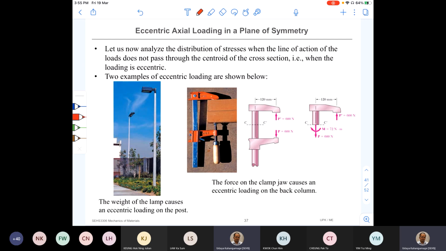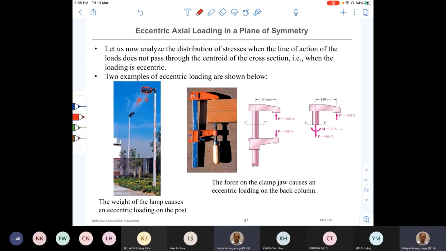On this lamp post, you can see that there's a lamp on the top here. It has a mass. So if I consider the mass in here, because of this mass of the lamp, the vertical member, or the lamp post, is going to bend like this. So the lamp post is under bending, like a beam, right? A vertical beam.